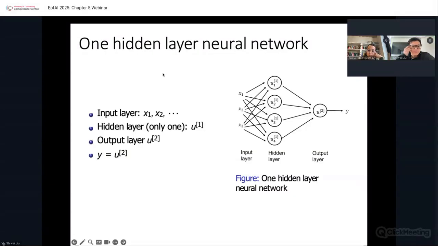Let's look a little bit deeper into the neural network with some functions. Assuming here we have a one hidden layer neural network, and X is the input. Here are 4 neurons, called U1 to U4, with 4 hidden units. The next layer is our output layer, and Y is our output, equal to U2.